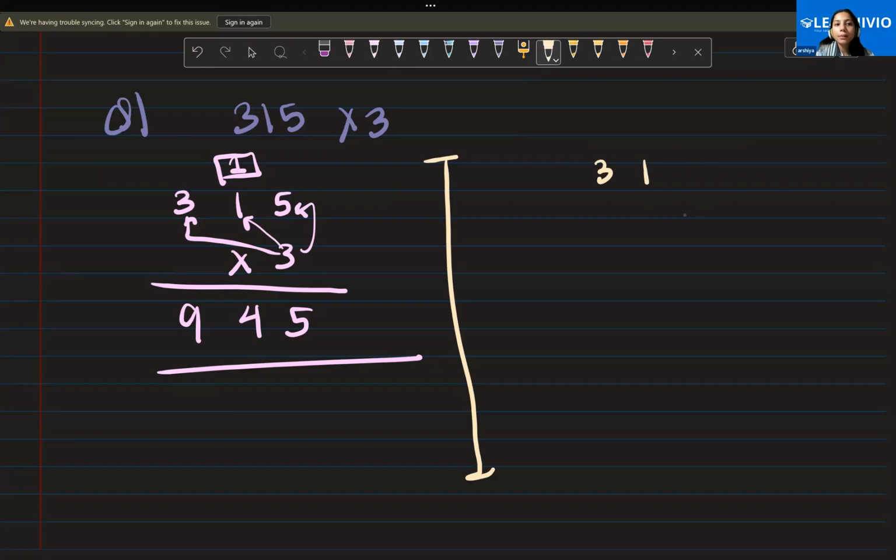315 times 3. In that question, what they're trying to do is make you understand how each step goes. First I'll multiply 3 with 5, then 3 with 1, and then 3 with 3. The same thing we'll do, but in each line we'll write just one answer. 3 fives are 15, so in the first line I will not write 5 here and take the 1 here. Instead, I'll write the whole 15 here. Okay?